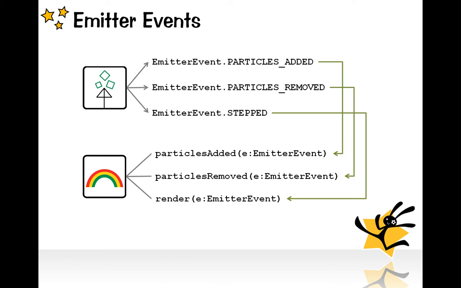And at the end of each main loop iteration, this stepped emitter event is dispatched by the emitter, and this will trigger the render method defined in the renderer. For the display object renderer, it dumps the data in the particles in the particle list to their corresponding display objects. It's like copying the numeric data for position and rotation to the display objects.